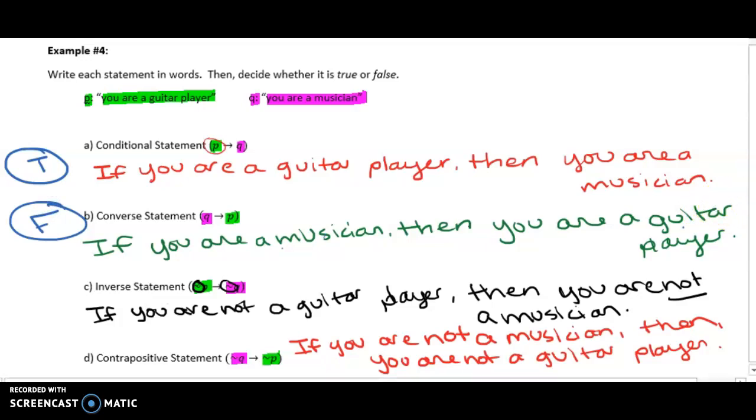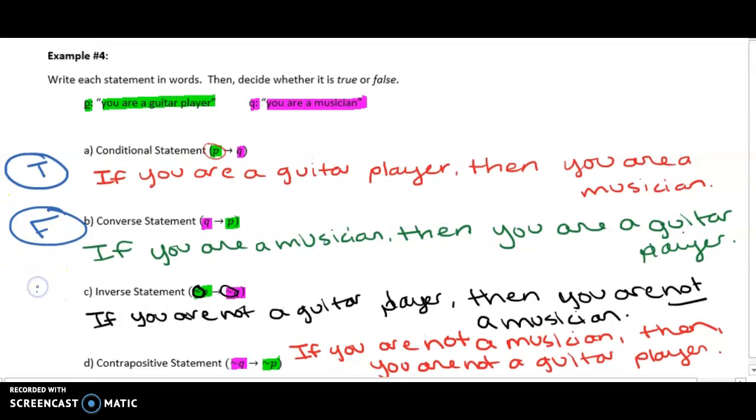All right, now C says if you are not a guitar player, then you are not a musician. So once again, you could be a flute player, which would make you a musician. But if you're not a guitar player, that doesn't mean you're not a musician. So that would be a false statement as well.